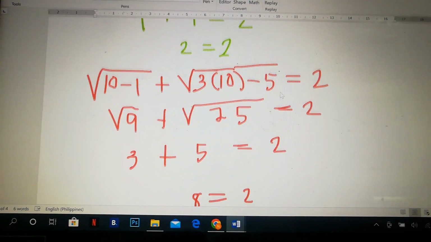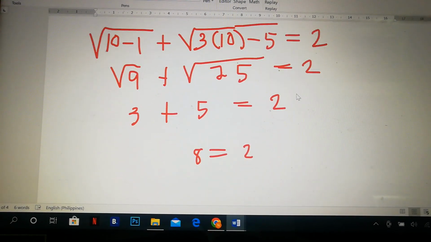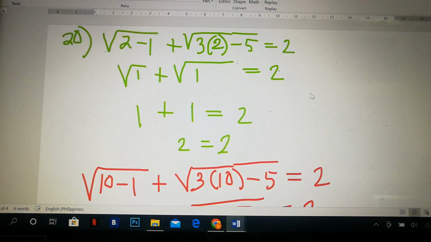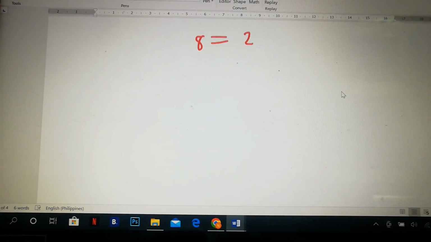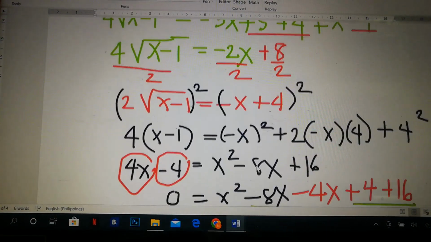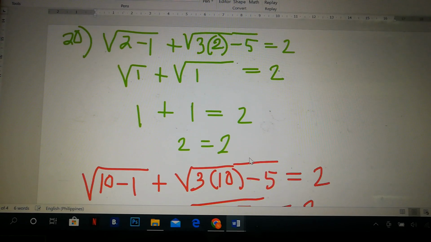So therefore, x equal to 10 is an extraneous root of the radical equation. So the only solution is x is equal to 2. Okay, so next.